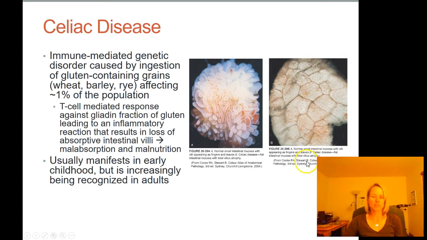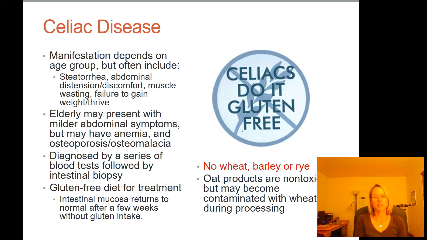This usually manifests in early childhood, but it's also being increasingly recognized in adults. The manifestation is going to depend on the age group, but often includes steatorrhea, abdominal distension or discomfort, muscle wasting, and in young children, failure to gain weight or thrive. The elderly may present with milder abdominal symptoms, but oftentimes they can have anemia or osteoporosis or osteomalacia.